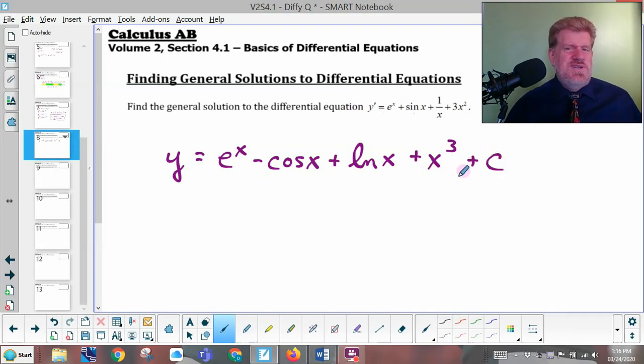Plus some constant at the end. Hence the word general solution. It's not specific. It's really an infinite number of answers because that C could be an infinite possibilities. But that is your general solution to this equation.